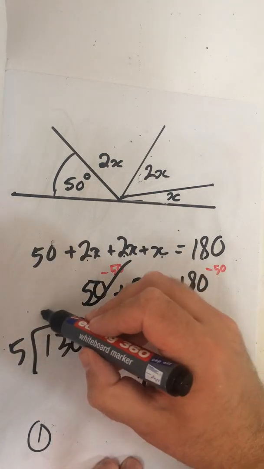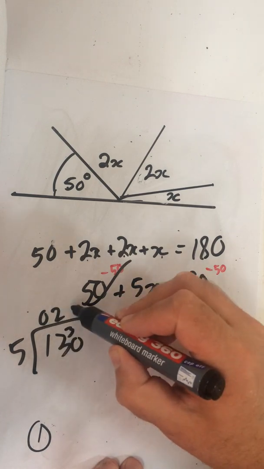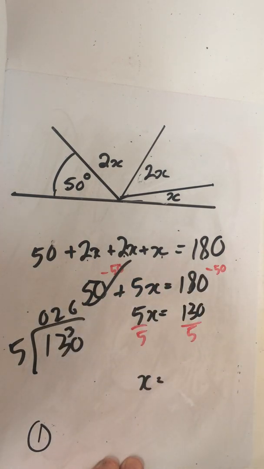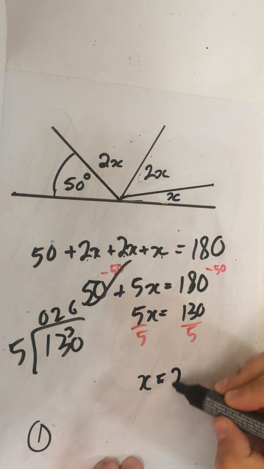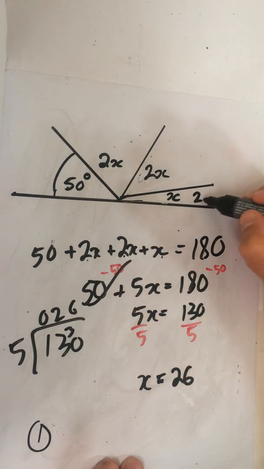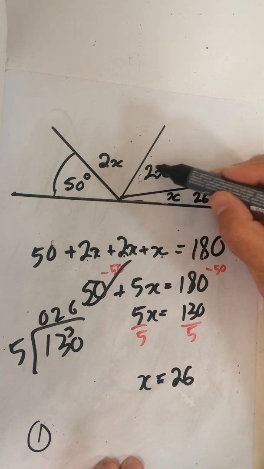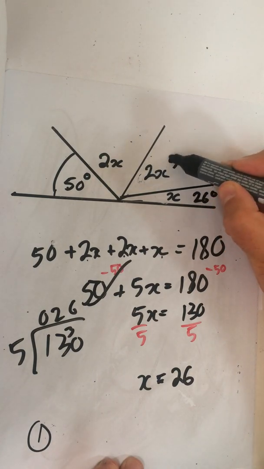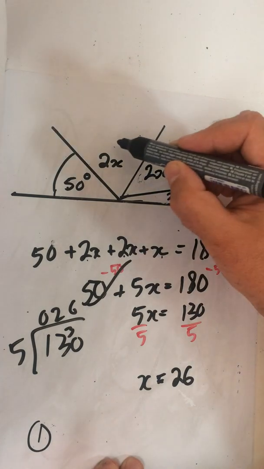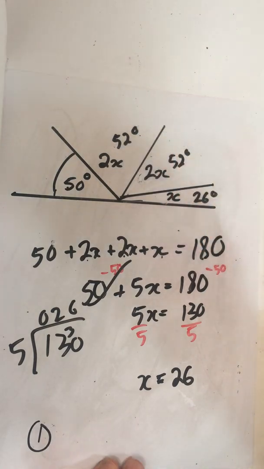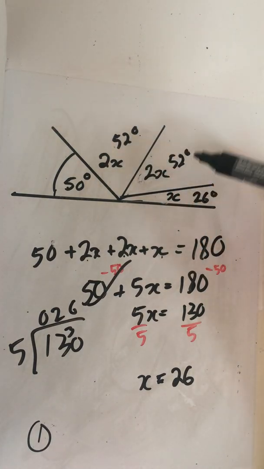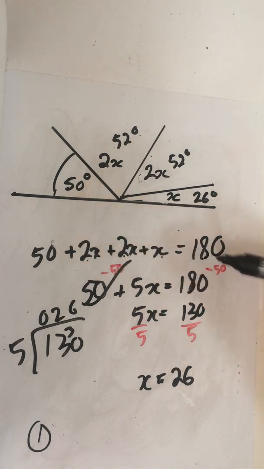Just do that quickly on the side. 26, is that right? Yes, it is, 26. x equals 26. So that tells us this angle here is 26 degrees. This is 2 times x, so it's 2 times 26. So this will be 52 degrees. This will be 52 degrees, okay? So you can work out all those angles by working out the equation.